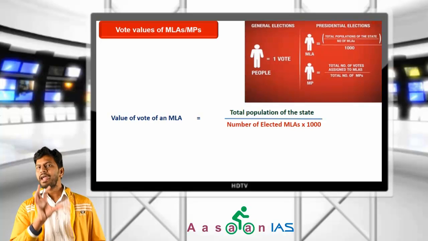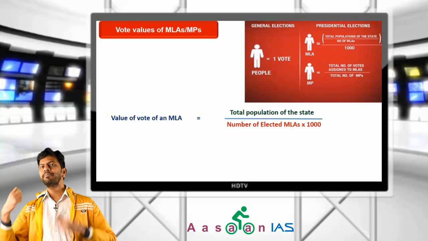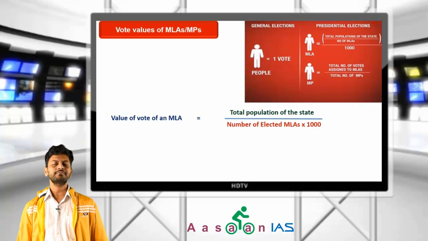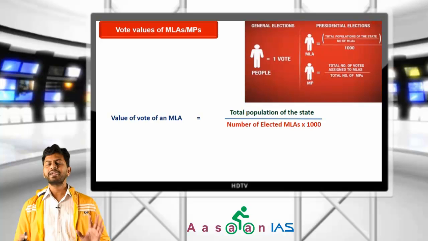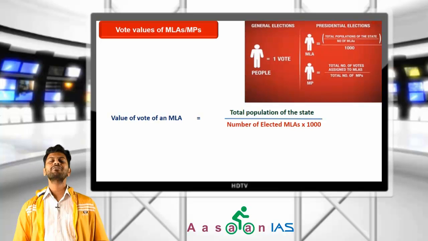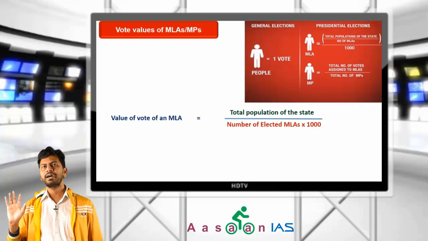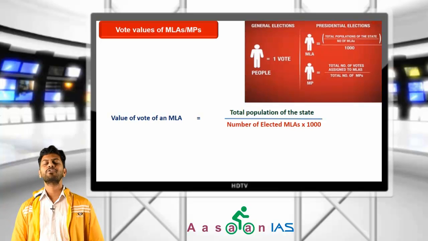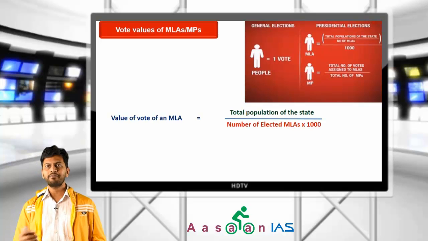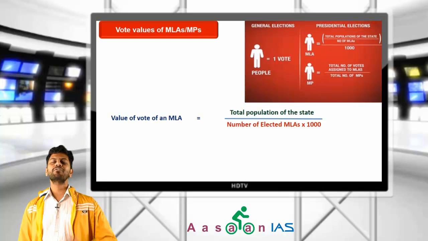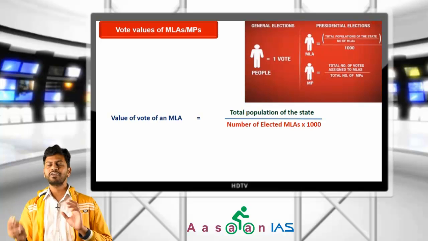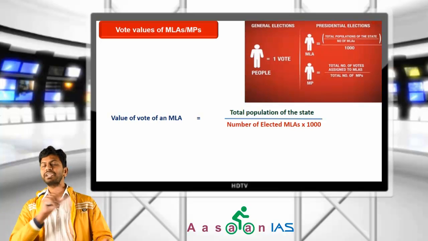That means on an average, how many thousands of people each MLA is representing from a state, that is going to be his vote value. If on an average he is representing 5000 population, 5 is going to be his vote value. Getting me? If an MLA of that state is representing 10,000 population on an average, that means 10 is the vote value of each MLA of that state. So in a state the vote value of all MLAs will be the same, but it can change from state to state.